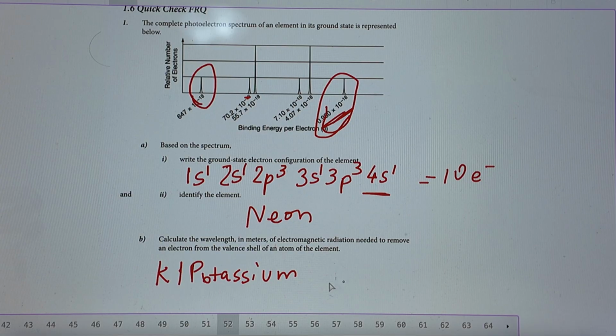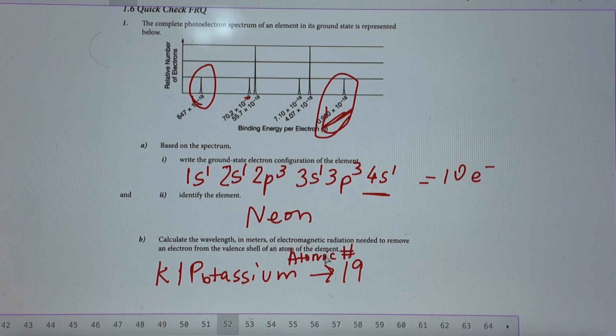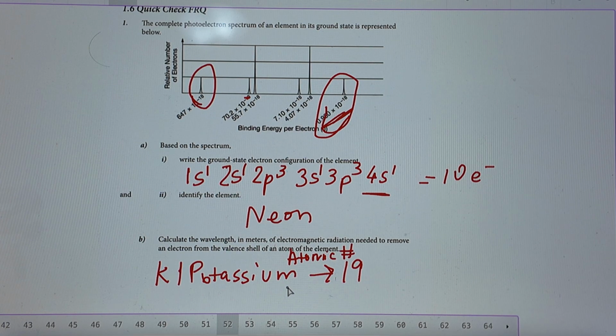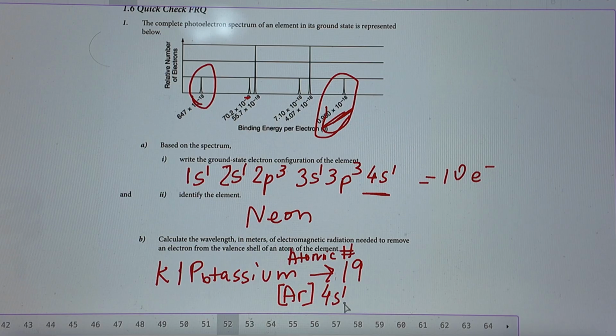Okay, and for this to make sense, if we fill all these in, we would get a total of 19. So that's potassium's atomic number, the atomic number of 19. If you filled all of this up, then it would be basically Ar. I'm not going to write out all of it. And then 4s1.